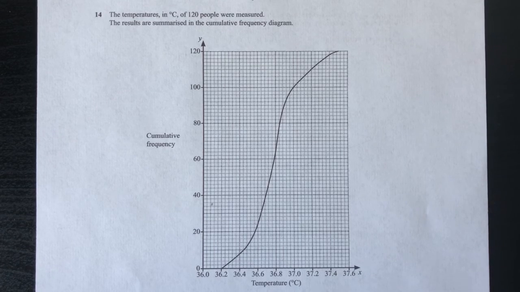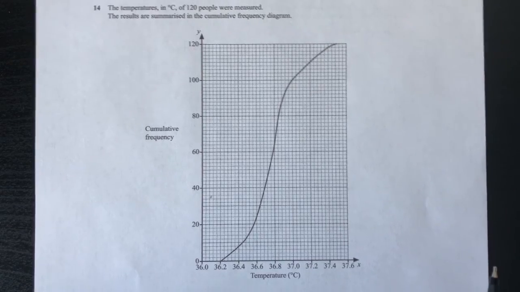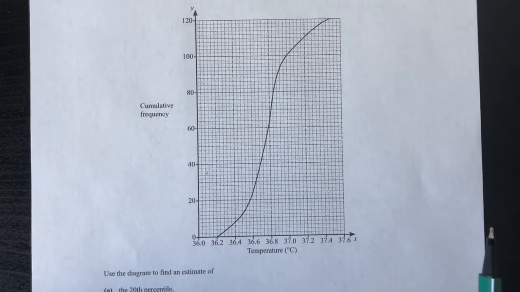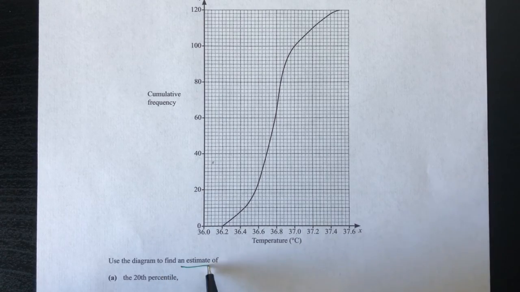Question number 14. The temperatures in degrees Celsius of 120 people were measured. The results are summarized in the cumulative frequency diagram. So we have this curve which represents the information of those 120 people. And question 14, part A. Use the diagram to find an estimate of the 20th percentile.